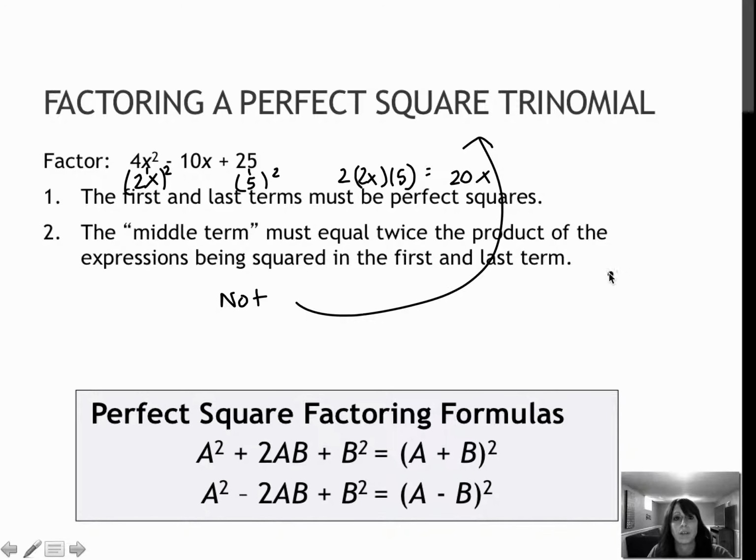That's not to say that we couldn't factor it, but we're just trying to see if it will factor using this perfect square trinomial pattern. So in order to factor it, I would have to check if 4 times 25, which is 100, has factors that add to 10, and they don't, so it's not factorable.